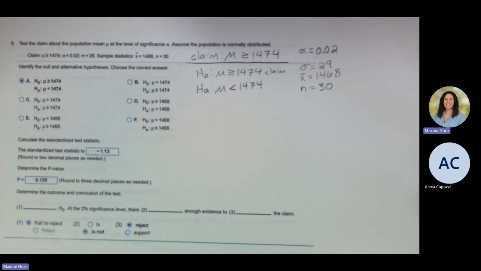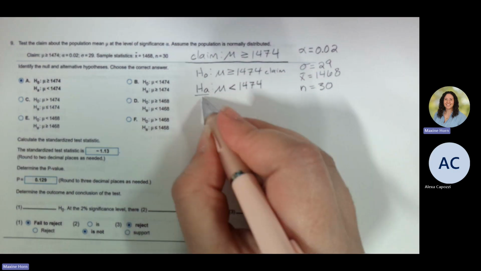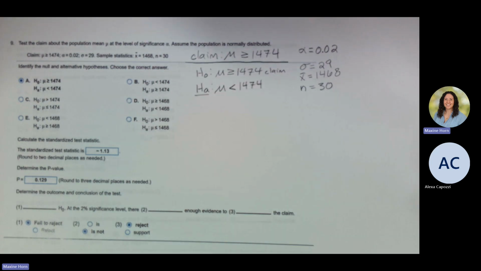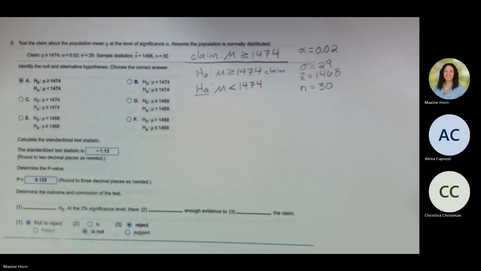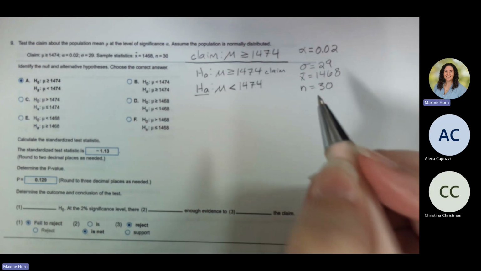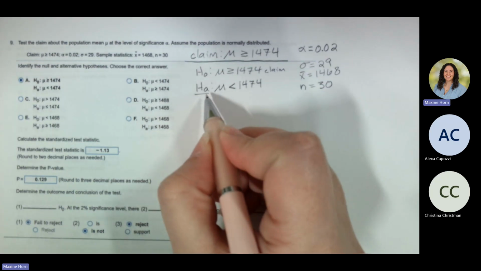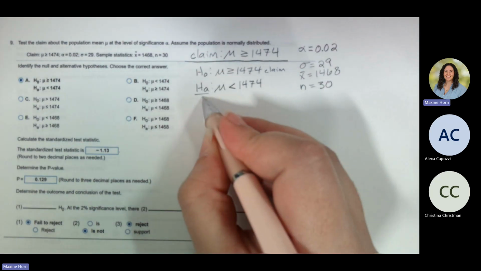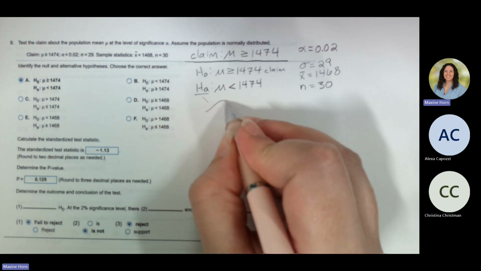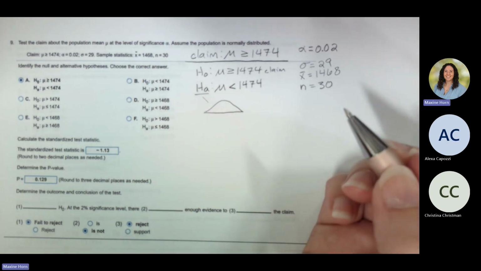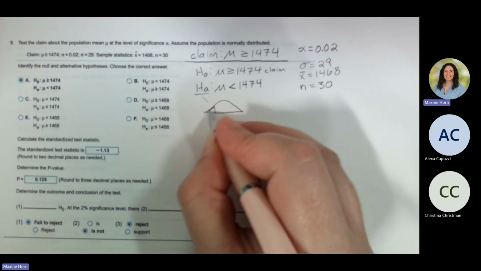Okay, so we're going to start by drawing a picture of what we have going on, always based on the alternative hypothesis, right? Okay, you're back in, Christina. So we're going to draw the picture based on the alternative hypothesis. This is a less than. A less than means we have a left-tailed test.